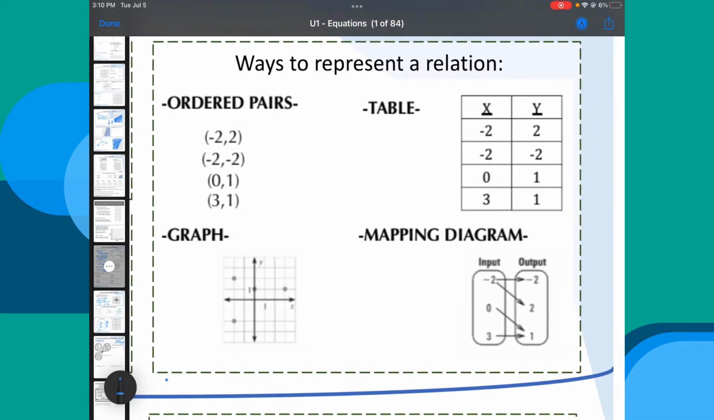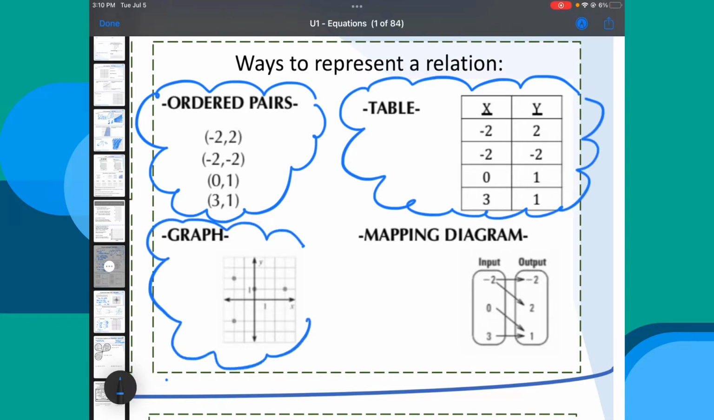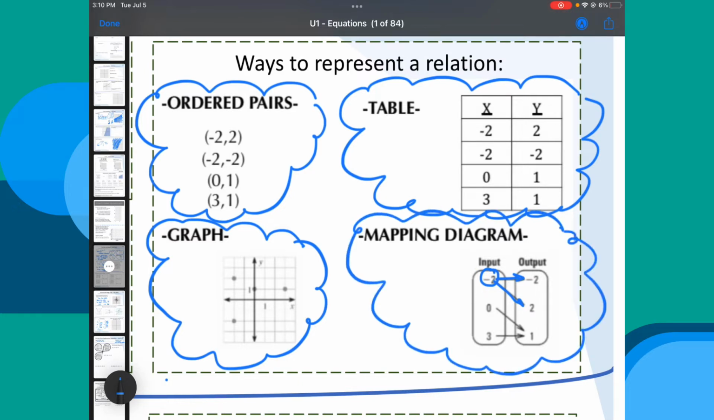There's different ways that we can represent relations and functions. You have definitely seen ordered pairs before. If you take those same set of ordered pairs and you put them in a visual like this, we call it a table. You could also graph those ordered pairs, or you can do what's called a mapping diagram, where you're mapping your x value over to each y value. All four of these represent data in different visuals to help us see correlations between the data.